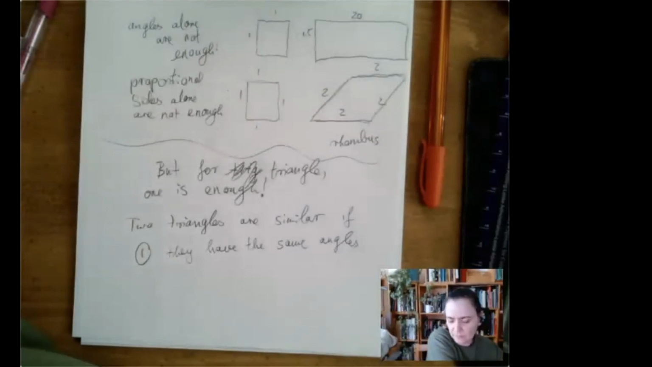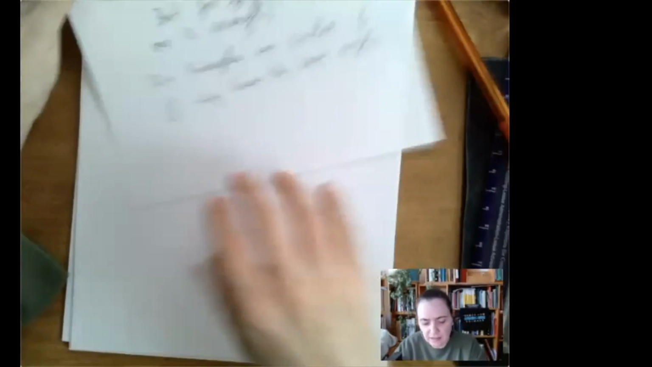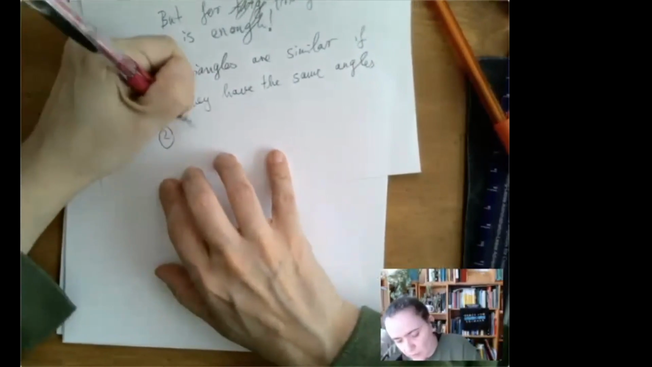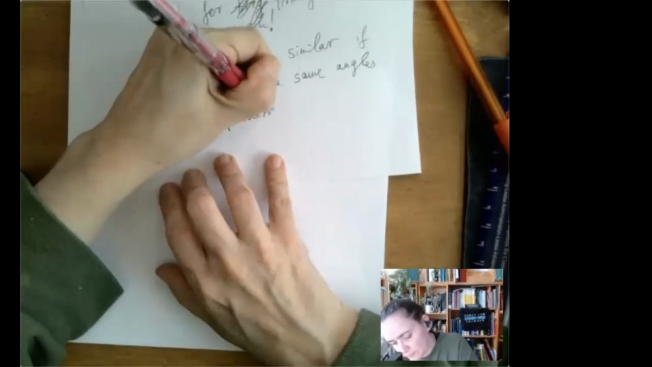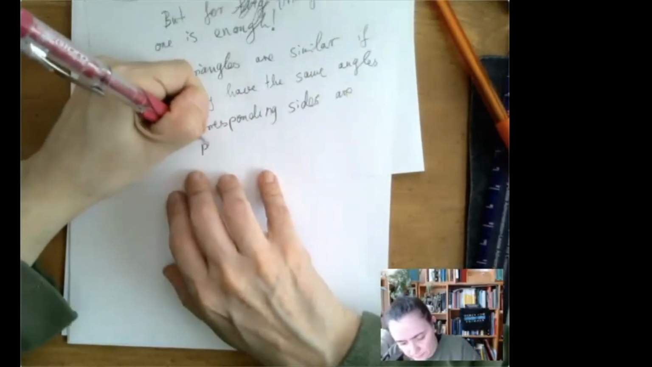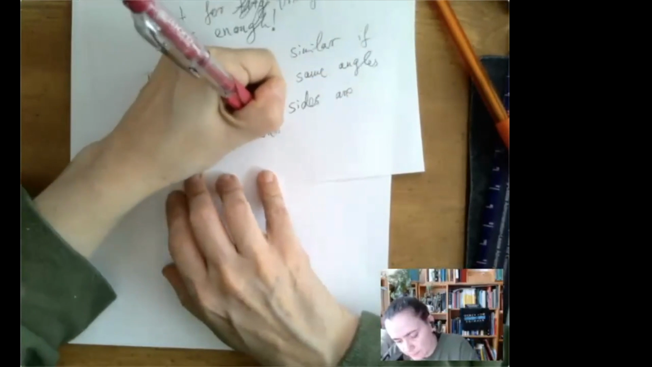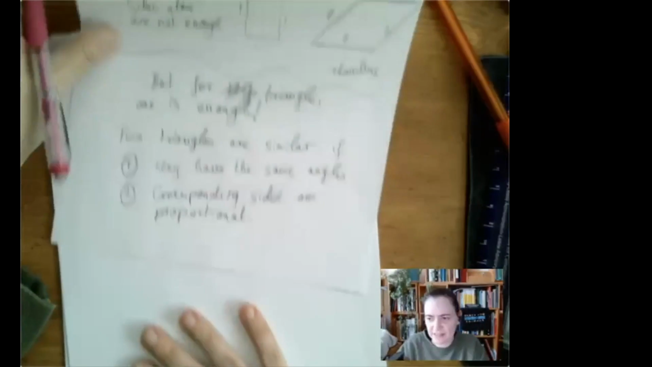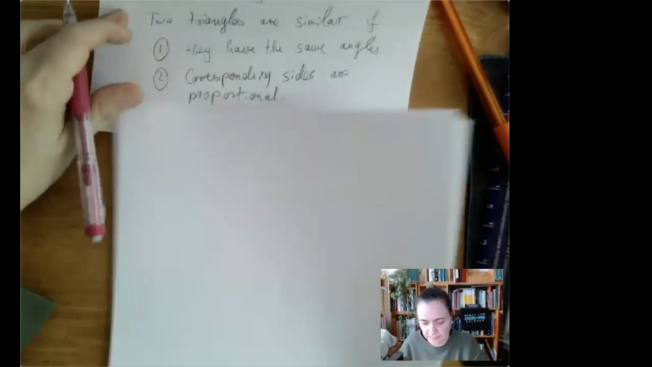Okay. So second, corresponding sides are proportional. I guess now I'm going to say this. So there are two ways to get to that.